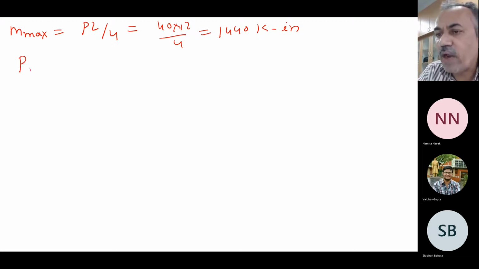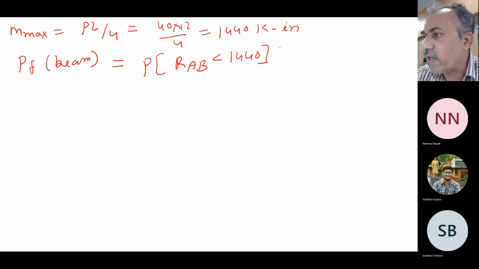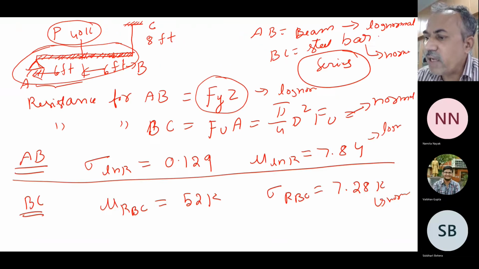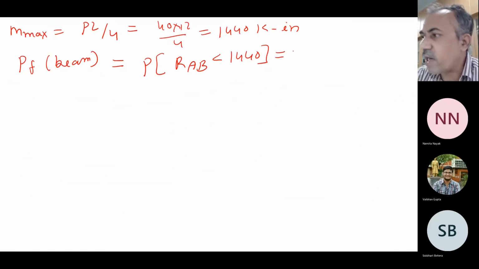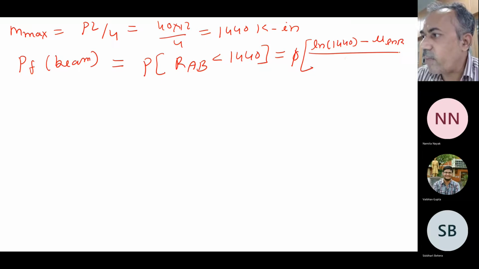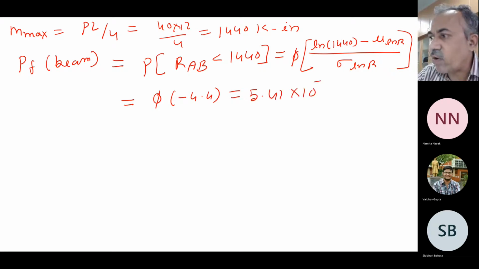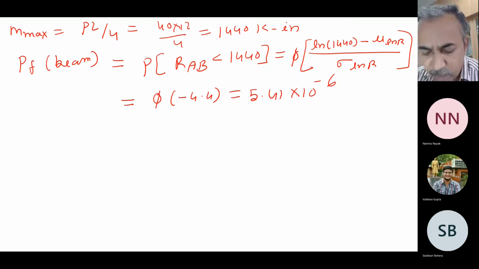So now the probability of failure of the beam component. The probability that your resistance of AB should be less than 1440. This is how you have to calculate. RAB is a log normal random variable, so you can easily calculate the log normal thing. So phi of log of 1440 minus mu log R, divided by sigma log R. Substitute the mean, everything, so this turns out to be phi of minus 4.4. So this turns out to be 5.41 into 10 to the power minus 6. This is the probability of failure for the beam AB.